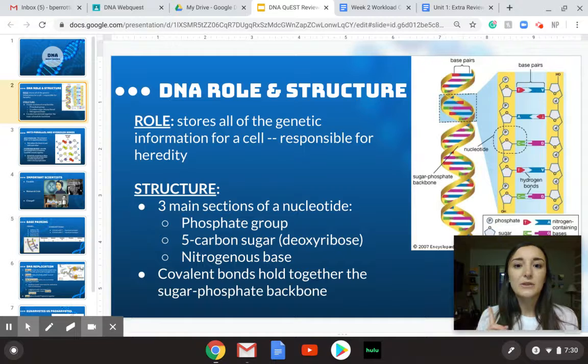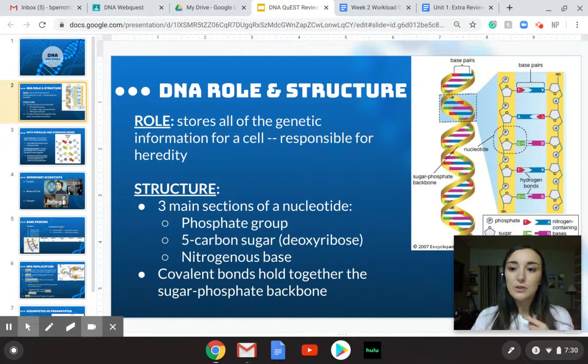So first thing, the role and structure of DNA. The role of DNA is to store all of the genetic makeup and information for a cell, and it's responsible for heredity. There are three main parts to a nucleotide, which makes up the structure of the DNA molecule.